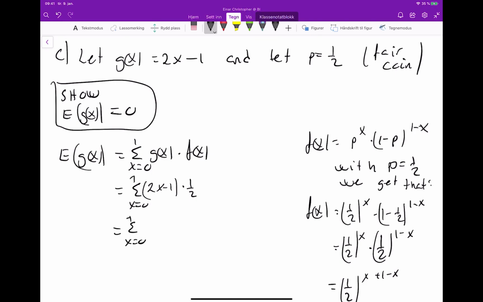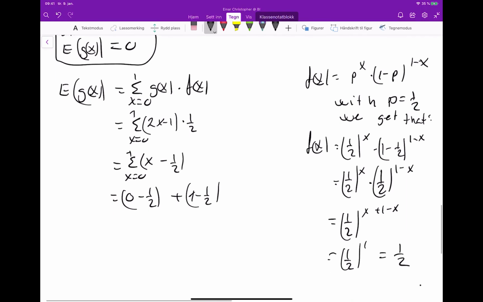And then we can do this in many ways, but let's do it like this. Let's multiply 1/2 inside the parenthesis, and we get 2x times 1/2 is just x minus 1/2. And then we can write out the sum, and we get 0 minus 1/2 plus, and then x is 1, 1 minus 1/2. And we get minus 1/2 plus 1/2 is equal 0. And that was what we were asked to show.